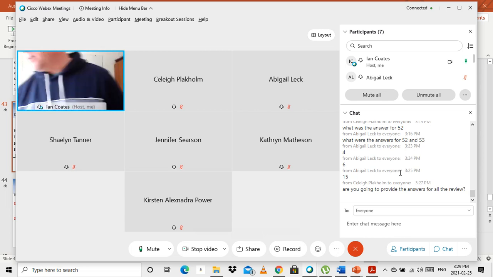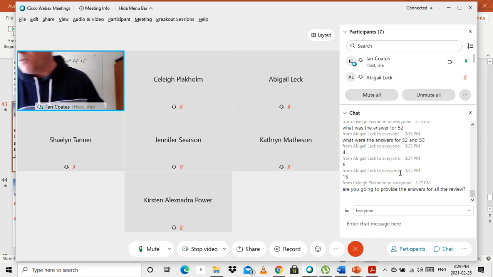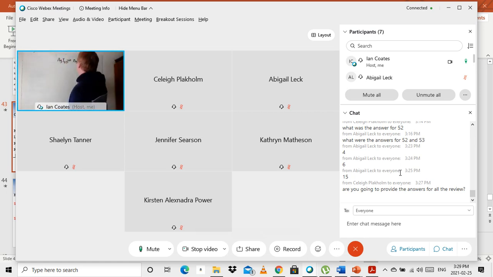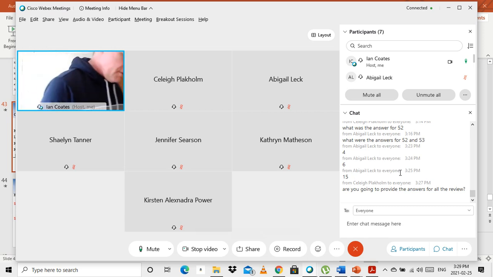Great, Abigail. Let's have a look here. 4, 6, and 15. Aha! Excellent. I like number 4. Let's have a look here. Why is the black marker easier to wipe off than the other? Oh, there it is. Okay, so number 4. You guys can see all right there.